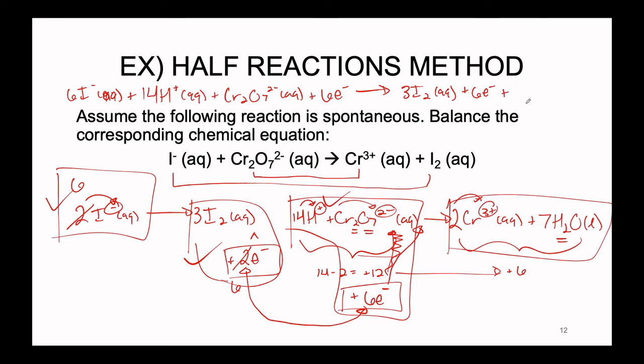And last but not least, we have 2 chromiums with a 3 plus charge. These are aqueous, as well as a total of 7 waters that are in liquid form. And this now is our overall balanced redox reaction, where if we were to add up all of the elemental species, they should be completely balanced, as well as if we added up all of the charges on the reactant and the product side, those should be equal as well.